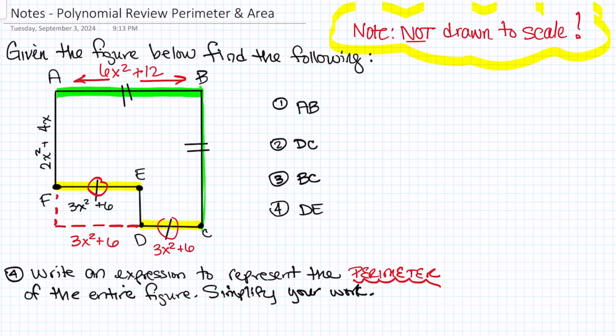And then since we know AB is the same length as BC, I can go ahead and write that in as well. And then we can write it over here as we go. So AB without the line segment bar over it means it's looking for the length of the segment AB. And here we're just looking for the expression. All right, so AB is 6x squared plus 12. BC is also 6x squared plus 12. DC we found already.